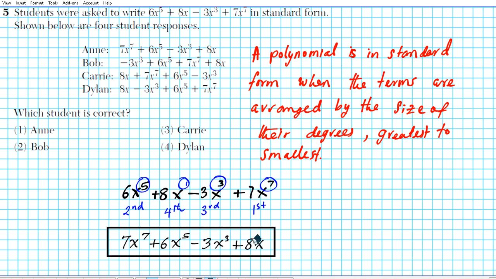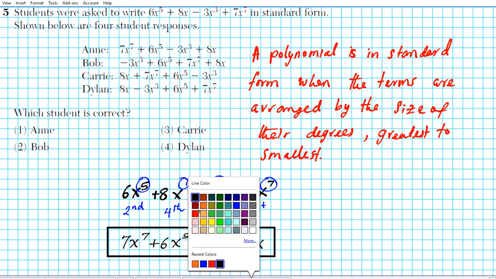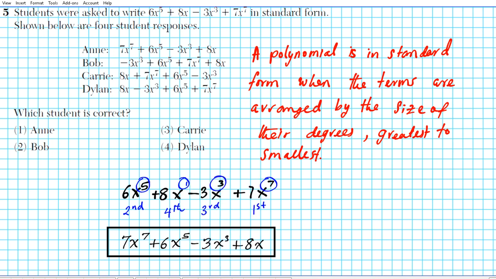So the question is, which is correct? Out of these 4 options that we have right here, which is the correct one? Is it Ann, Bob, Carrie, or Dylan? So if you look at it, we can clearly see, let's see, make sure. Oh, this is clearly the right one. Ann is the correct student response. Alright, so this is basically how you write polynomials in standard form.